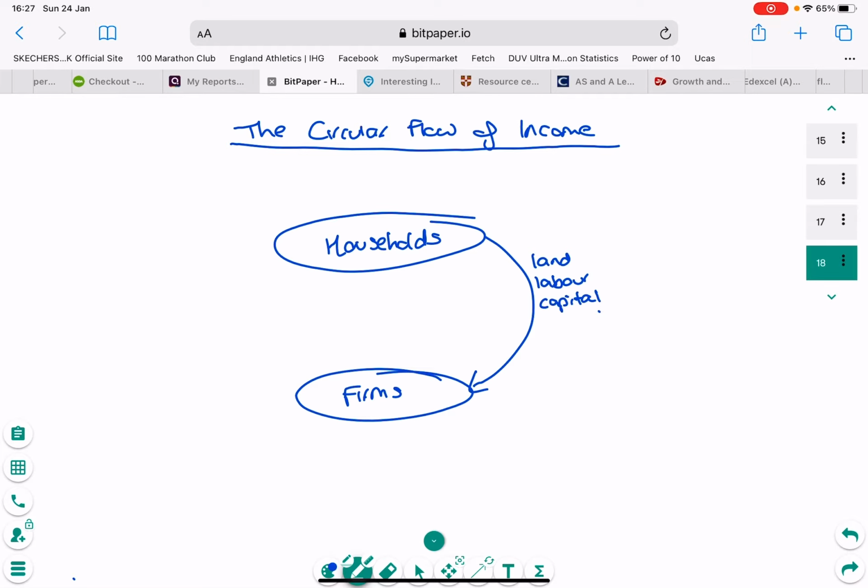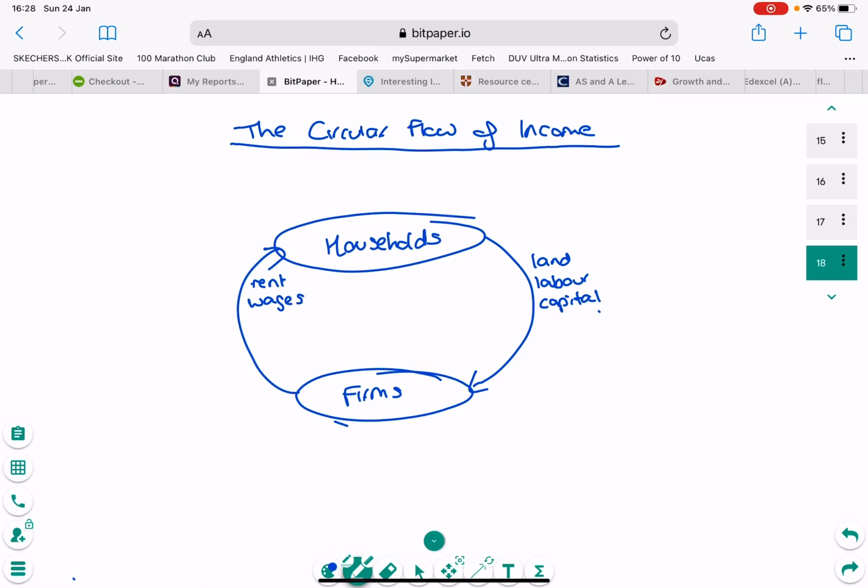Right, so the wealthier households have land which firms will rent off them. So firms will pay households rent for that land. Households work for firms, that's their labour, and they are paid wages.